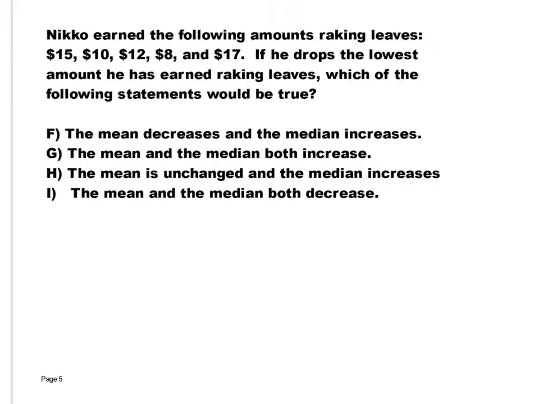So what you need to do is figure out what the mean is before, and then figure out the second mean. What is the mean after? So let's find out what the mean is for the first one. Add up all the numbers: 15, 10, 12, 8, and 17. That gives me 62. 62 divided by 5 days gives me an average of 12.4. That's how much he made.